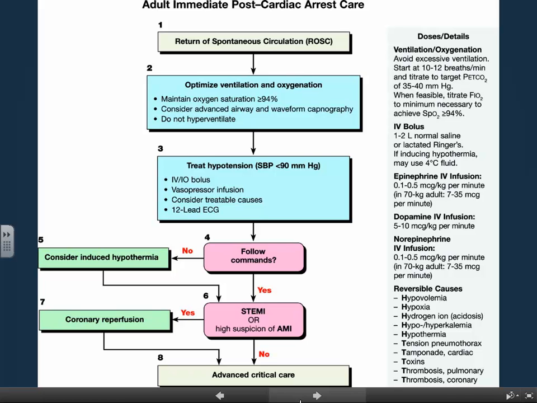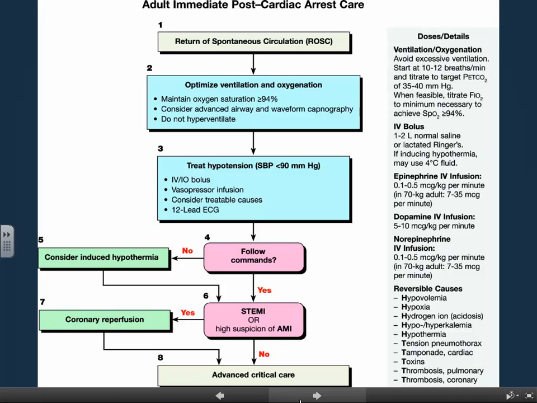Was it witnessed? All right. Was CPR immediately started? How long was the downtime? Was it a VFib, VTAC rhythm that was shocked? All right. If the answer is yes to these questions, in a short downtime, witnessed, what are we going to do? Start initiating hypothermic protocol. All right. You need to have these questions answered.